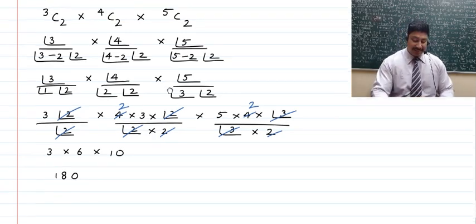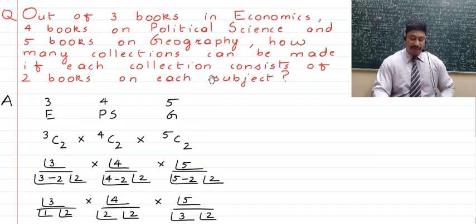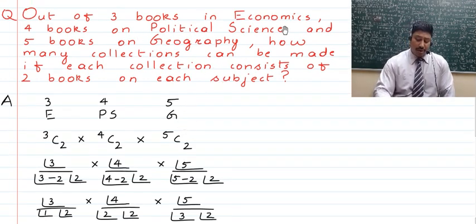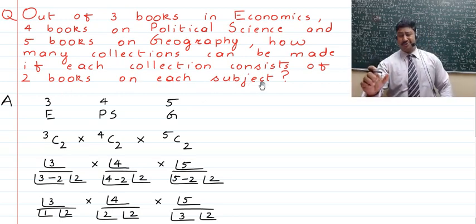Now I'll quickly discuss all of this all over again. In the question children, we've been given a group of books: 3 books on economics, 4 books on political science, 5 books on geography, and you've got to make collections, or combinations, of 2 books from each subject. So such groups of 6 books, each containing 2 of every subject, are to be formed, and how many such combinations or collections are possible is what we've got to find out.